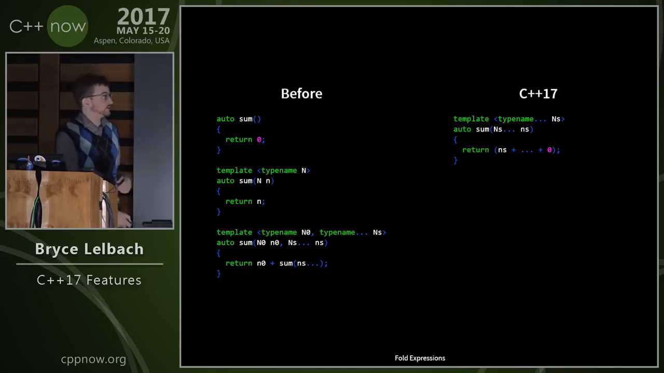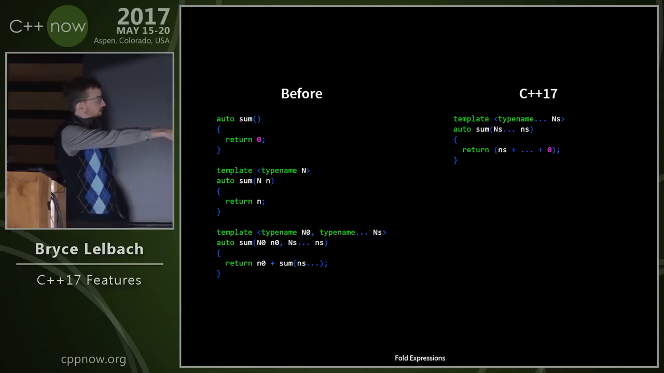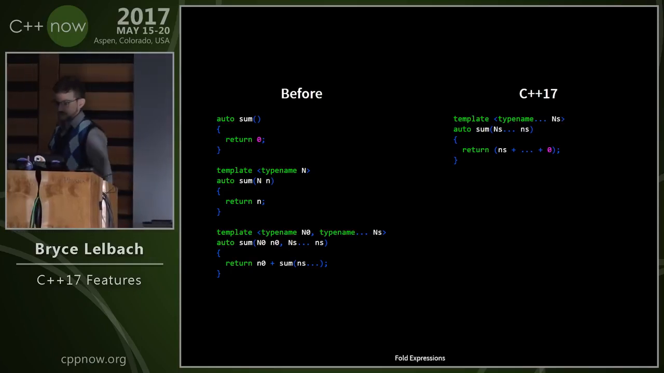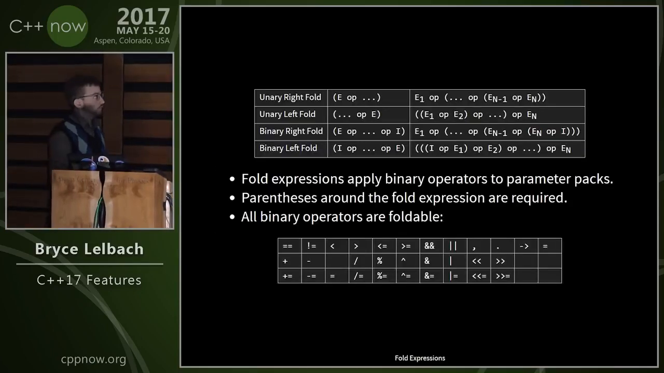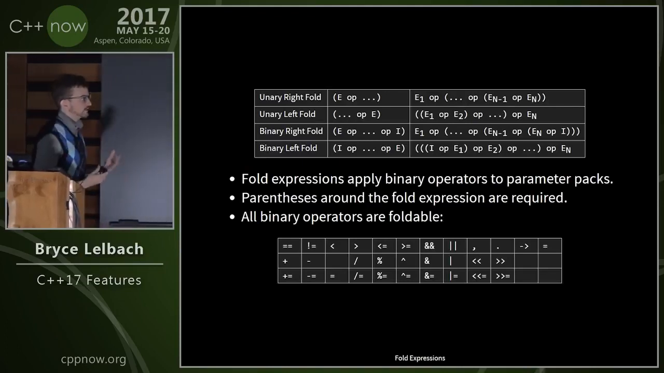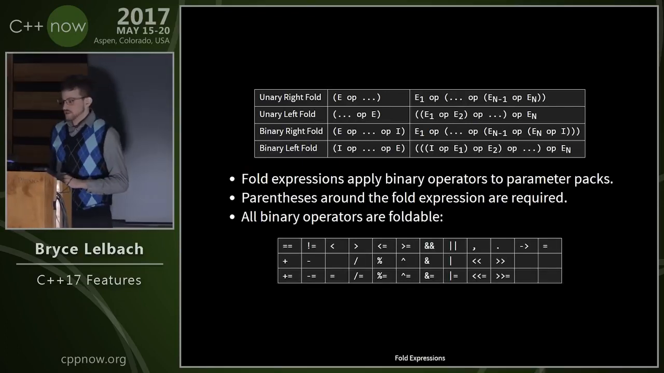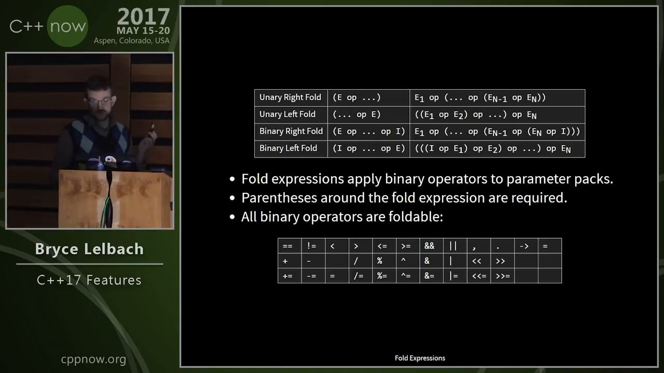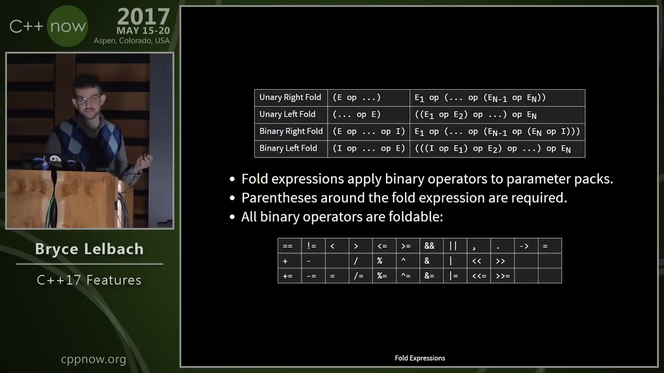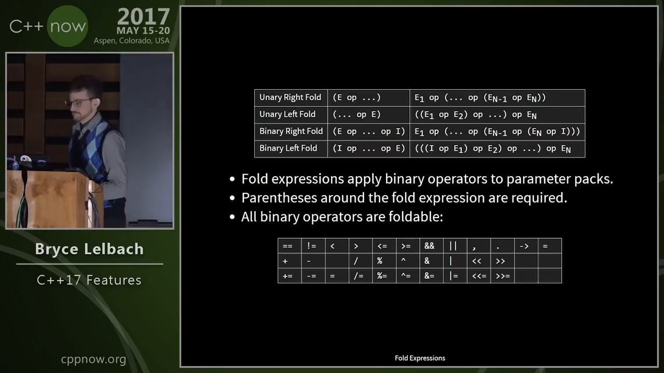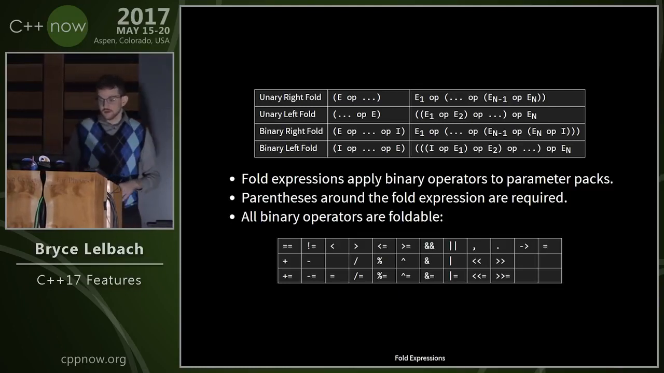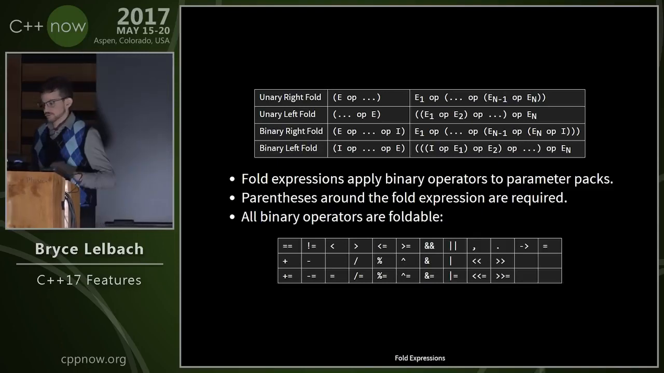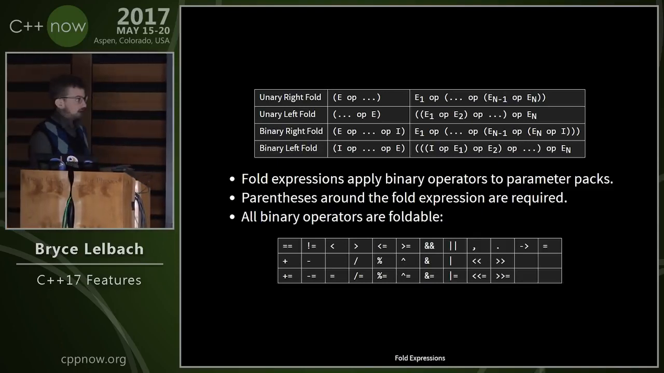In C++17, you can just write it like this: ns plus ... plus 0. This is a fold expression. It's a new way to work with parameter packs. Fold expressions apply binary operators to parameter packs. There are four types of fold expressions here. They differ in the order in which the binary operator is applied and whether they take an explicit initial value. I'll talk about that a little more in a couple of slides. The parentheses around the fold expression are required for parsing reasons, and all binary operators are foldable.